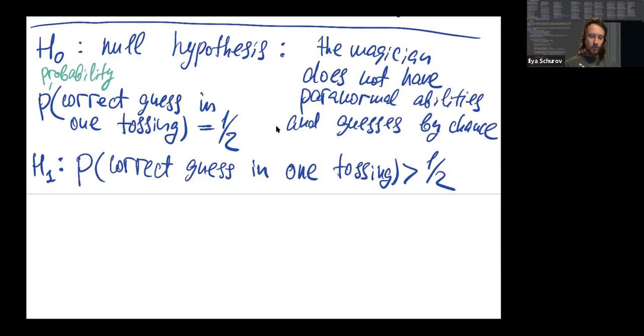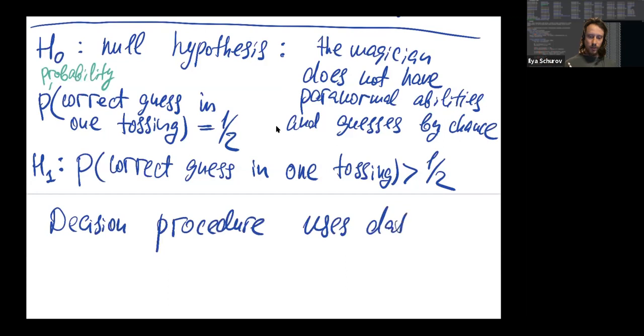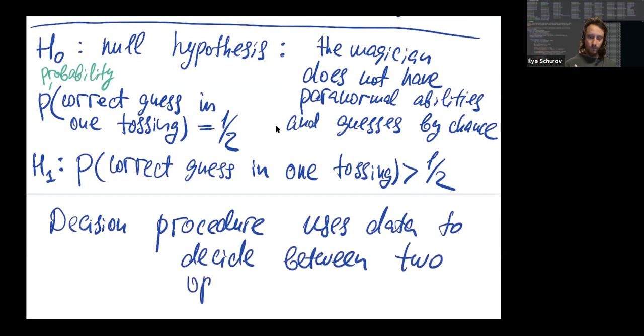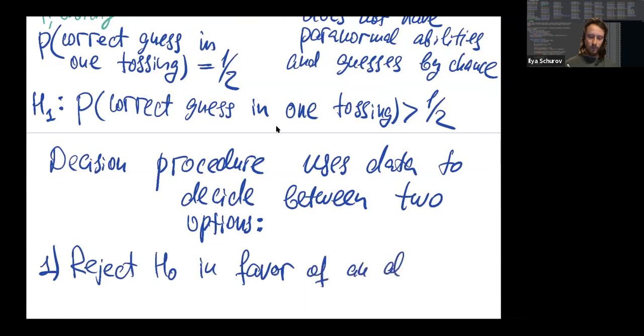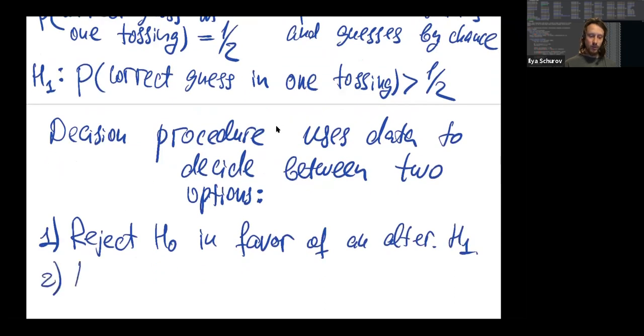So our decision procedure uses data to decide between two options. First option, reject the null hypothesis in favor of an alternative. And second option is do not reject the null hypothesis.